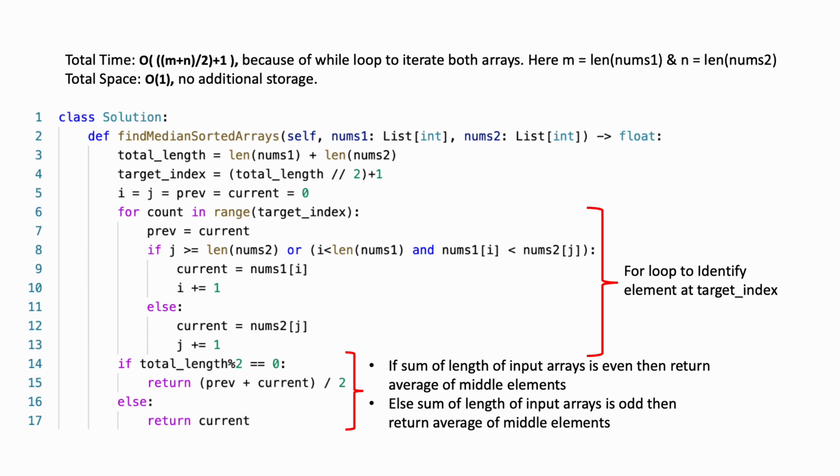The time complexity of this code is O of (m plus n) divided by 2 plus 1. This is because of the while loop that we use to iterate both the arrays. The space complexity is O of 1 because we are not using any additional storage.